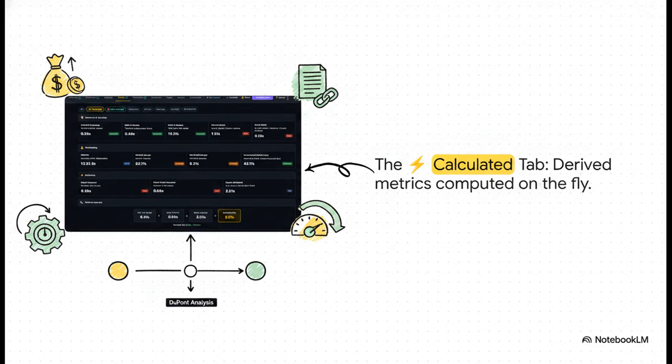The absolute star of the show here is the DuPont Analysis. What it does is it takes return on equity, or ROE, and it basically cracks it open to see what's inside. It tells you why the ROE is what it is. Is it because the company has amazing profit margins? Is it because they're incredibly efficient with their assets? Or are they just juicing their returns with a ton of debt? This one analysis tells you so much about the quality of a company's earnings.